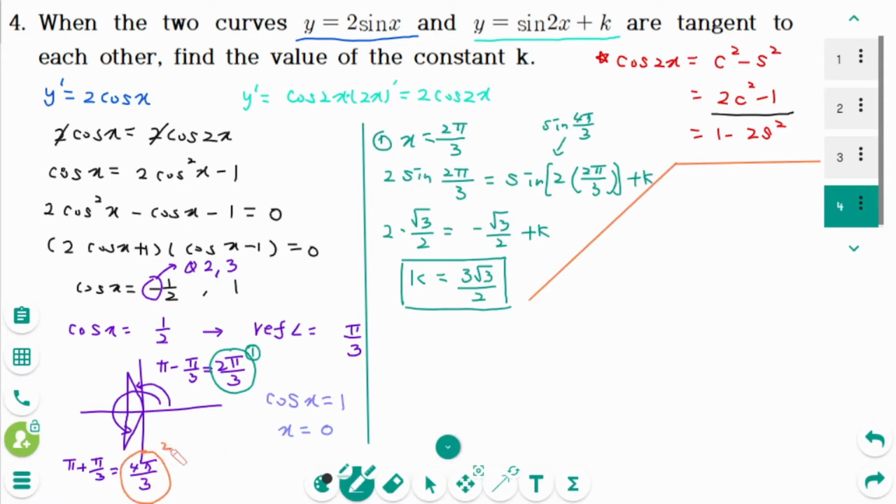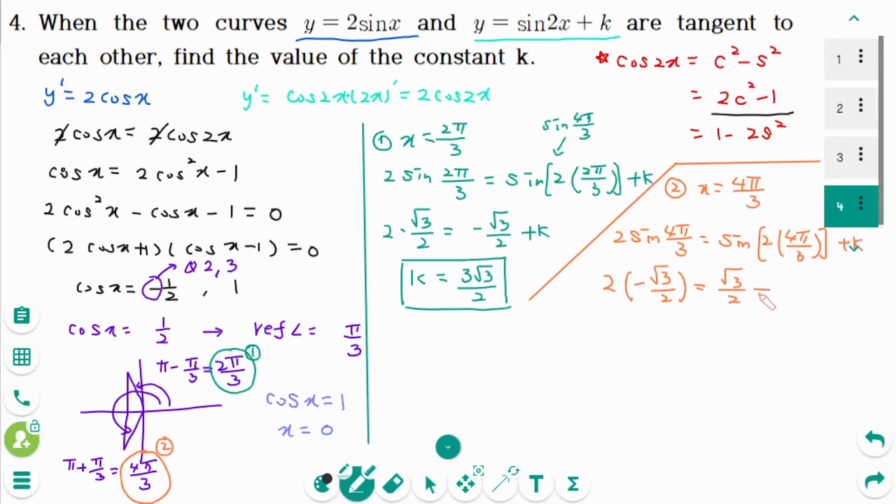And the second one, when x equals 4π/3, then 2 sine(4π/3) equals sine(2 times 4π/3) plus k. So 2 times minus the square root of 3 over 2 equals sine(8π/3), which is the square root of 3 over 2, plus k. Then k equals minus 3 square root of 3 over 2.